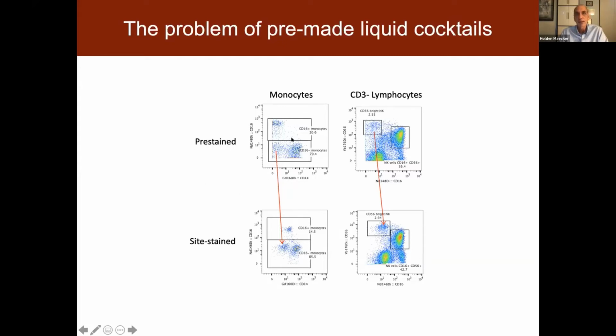So you can see here, as compared to cells that were provided pre-stained and frozen, the pattern when the sites stained them with these liquid cocktails is a little bit different, and there's some drag up of the negative population here for CD14 and CD16, or here, in this case, this NK cell population shifts up and over a little bit for CD16 and CD56. So not really lethal problems, but changes in the patterns with even a relatively short period of time, keeping these liquid cocktails at 4 degrees.